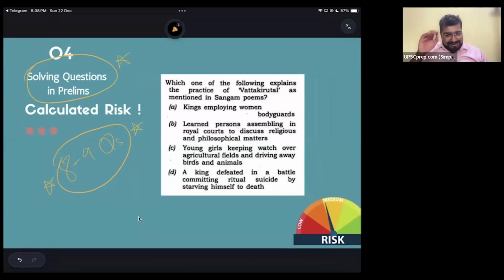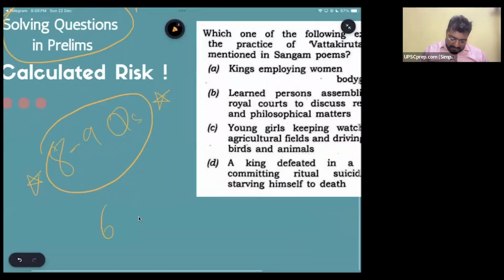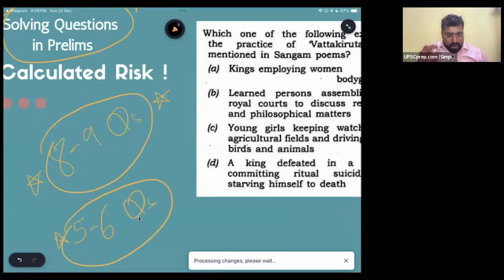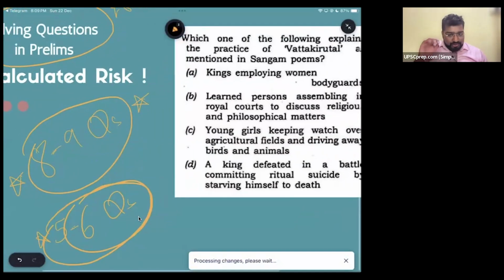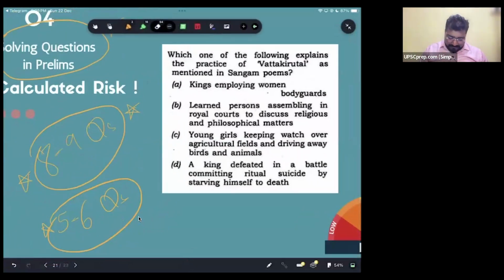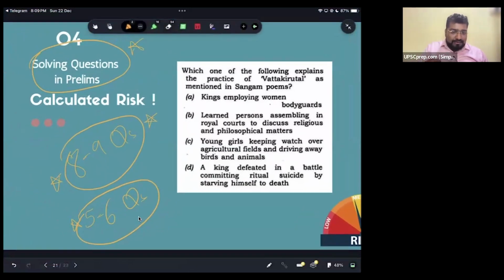So if 8 to 9 questions are asked in the prelims, your aim should be to solve at least 5 to 6 questions, and all those 5 to 6 questions should be correct. Because in ancient and medieval, very factual types of questions are asked.